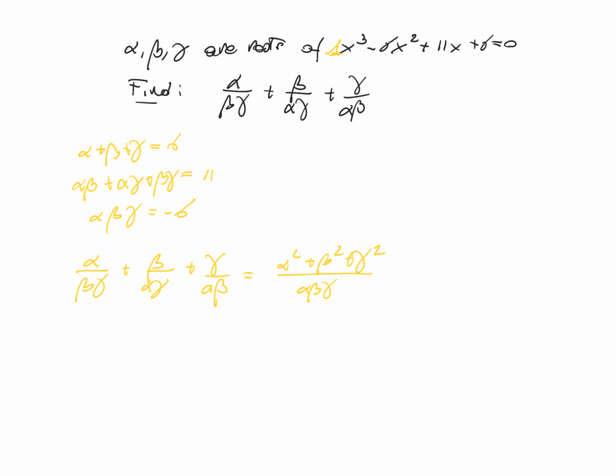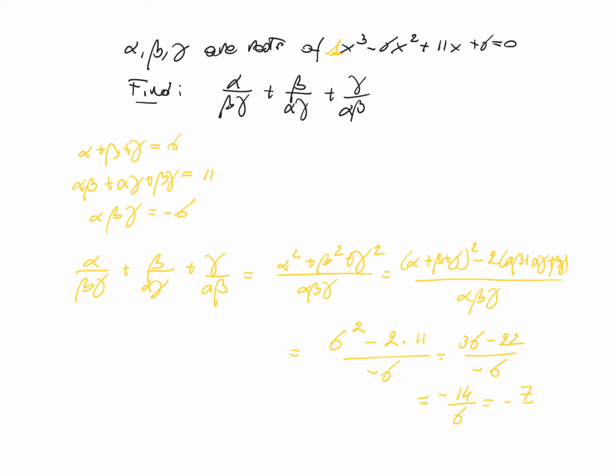We then use the same thing as in the previous exercise. So this is (alpha plus beta plus gamma) squared minus 2 times (alpha beta plus alpha gamma plus beta gamma), divided by alpha beta gamma. We plug it in. Alpha plus beta plus gamma is the sum, so this is 6 squared minus 2 times 11, divided by -6. So it is (36 minus 22) over -6, which is -14 over 6, or -7 divided by 3.